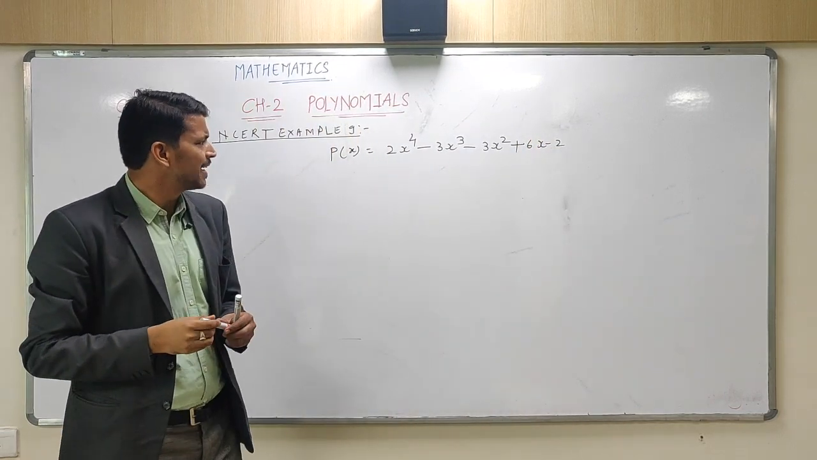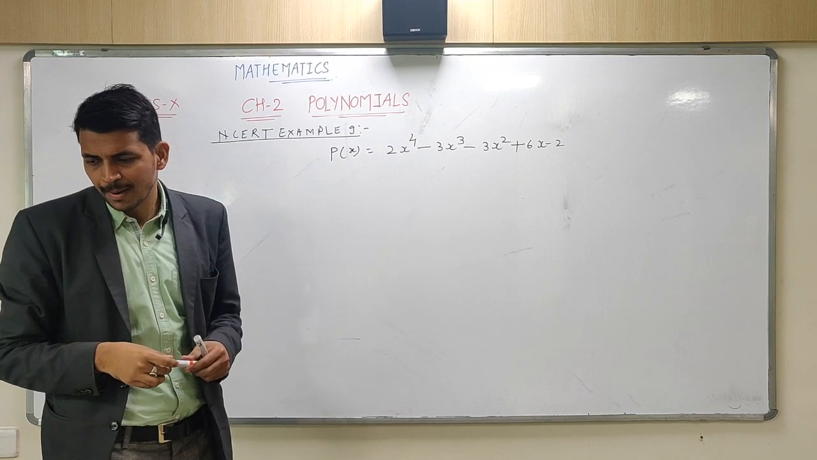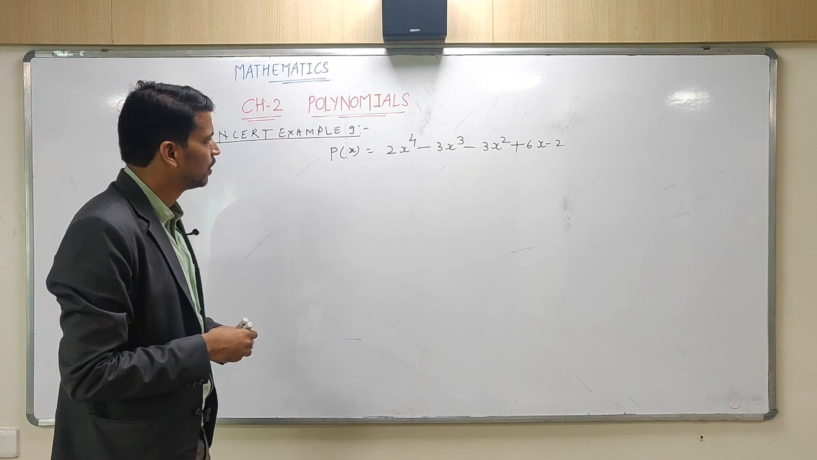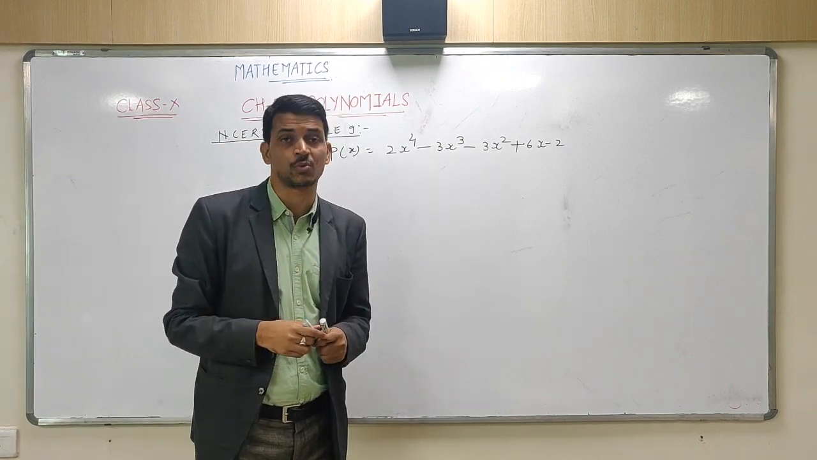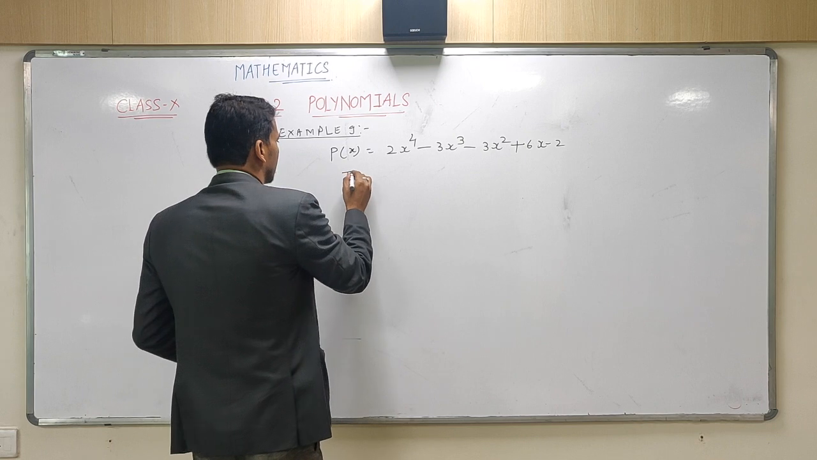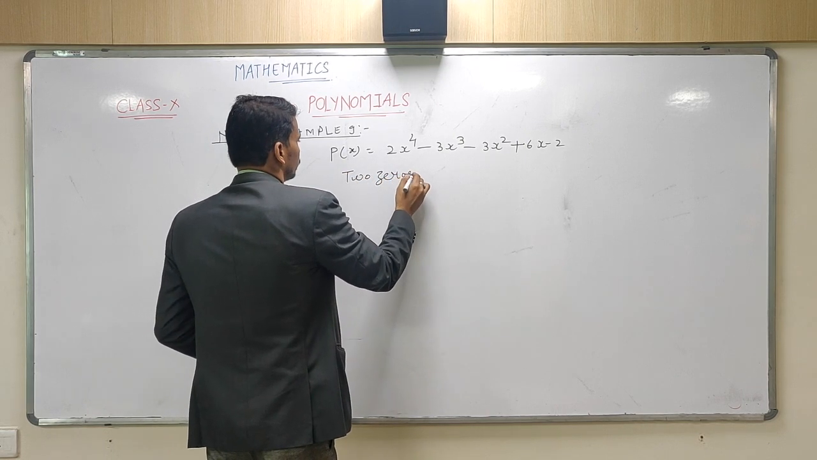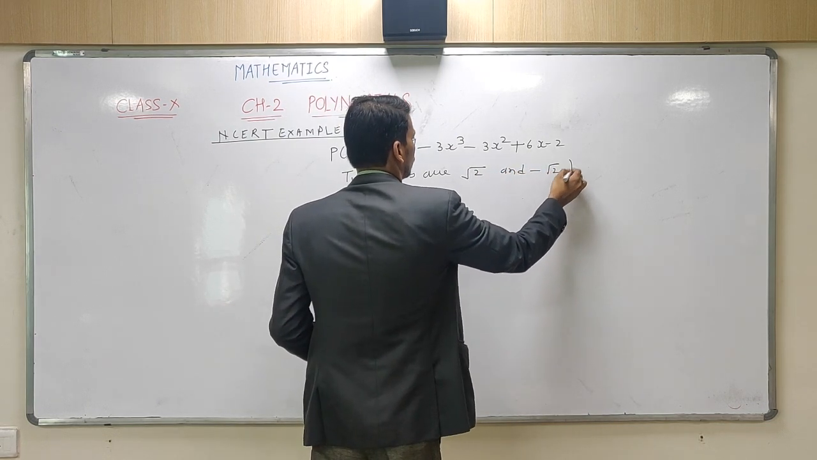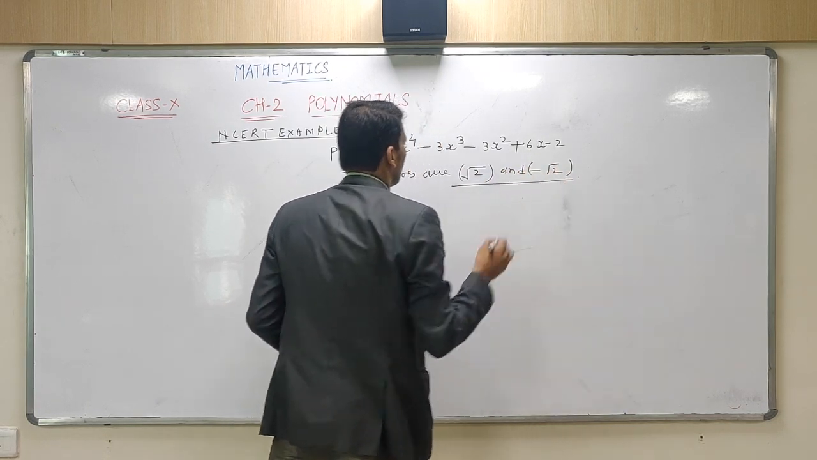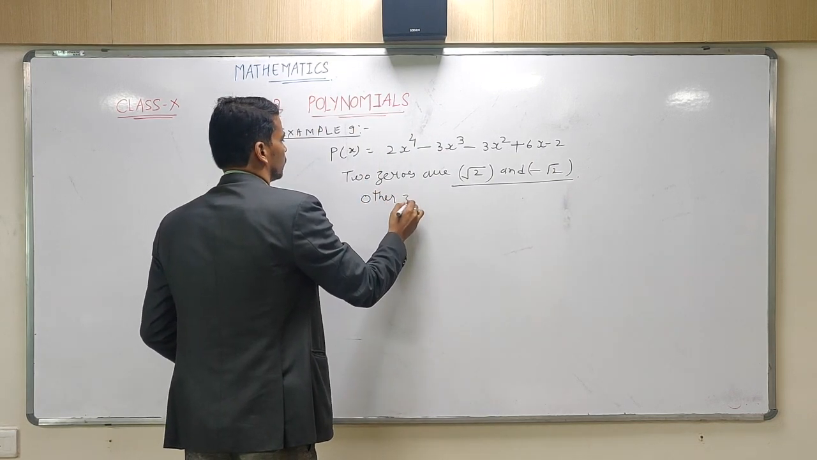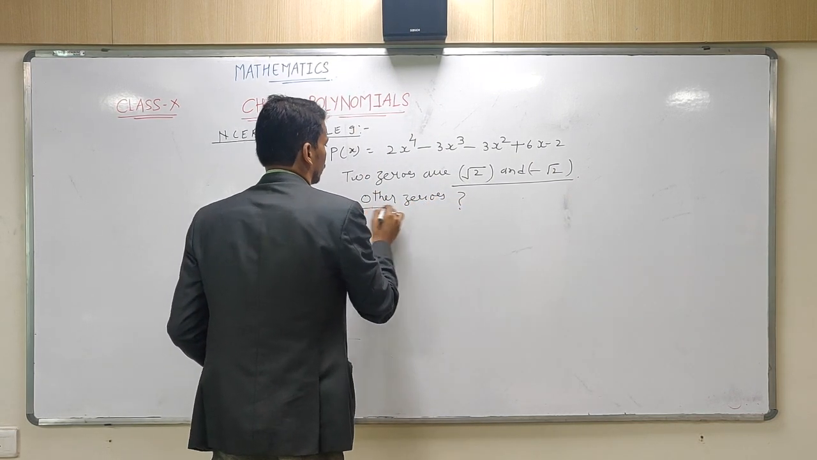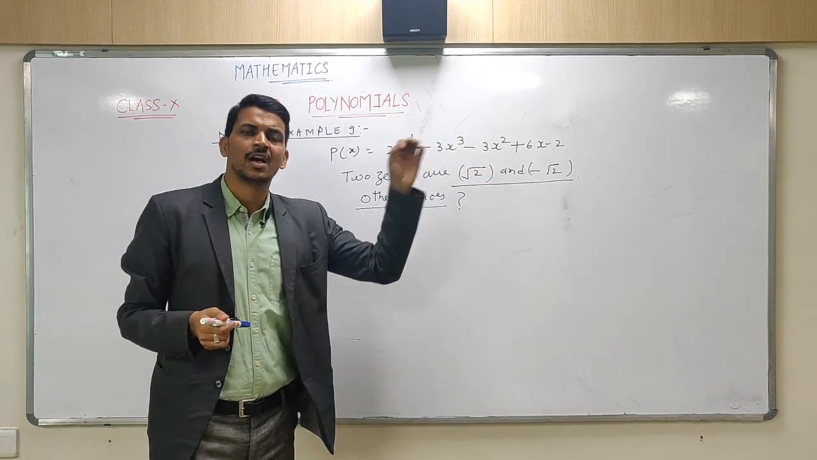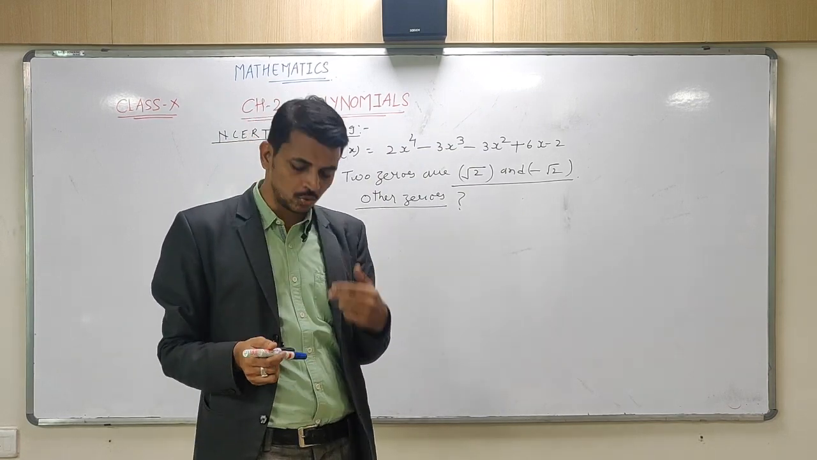Again I am repeating, p(x) is given to us as 2x to the power 4 minus 3x cube minus 3x square plus 6x minus 2, and two zeros are given to us: root 2 and minus root 2. We have to find the other zeros. So this is the question, that a polynomial is given, two zeros are given, and we have to find the other two zeros.